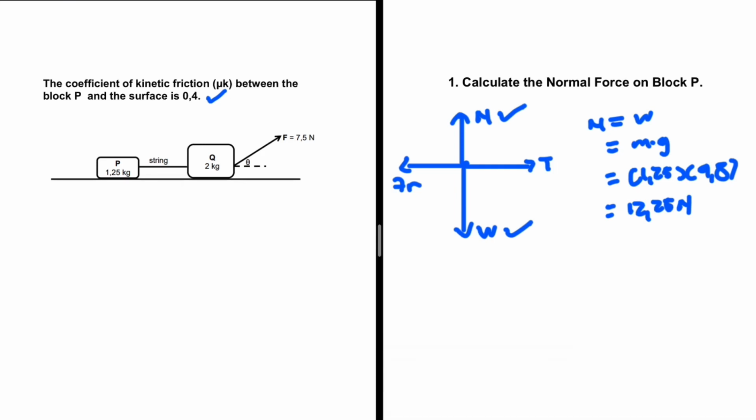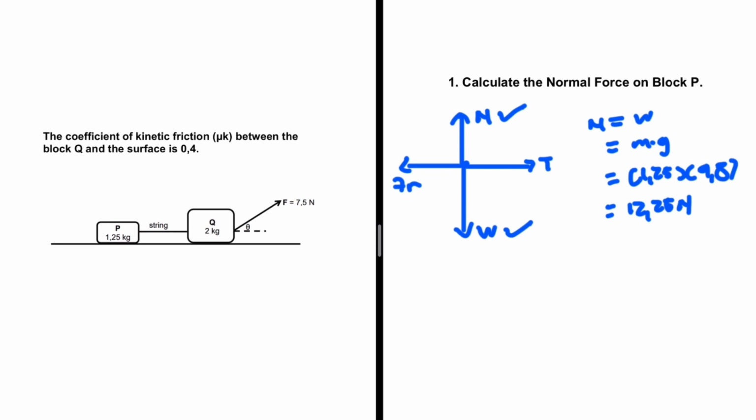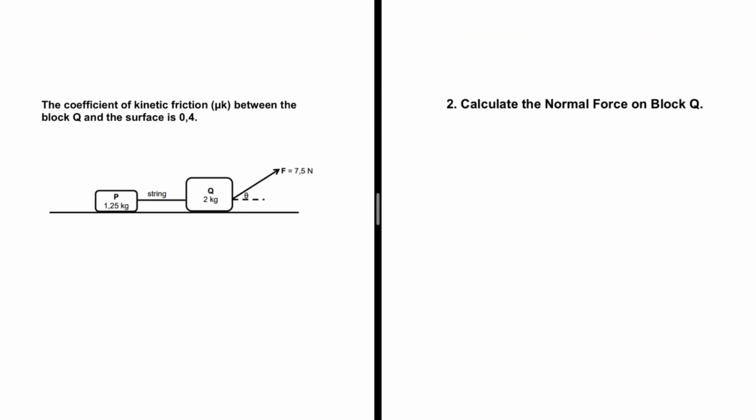This is the most obvious or the most simple case you can find as far as normal force is concerned. But it gets complicated when we instead want to calculate the normal force of block Q. Let me show you why I'm saying so. So on the second question, the coefficient of kinetic friction between the block Q and the surface is 0.4. Let's calculate the normal force on block Q. So we're going to take the same approach. We will start with the free body diagram. The reason for that, I don't just want to give you a formula. I want to show you how it comes about.